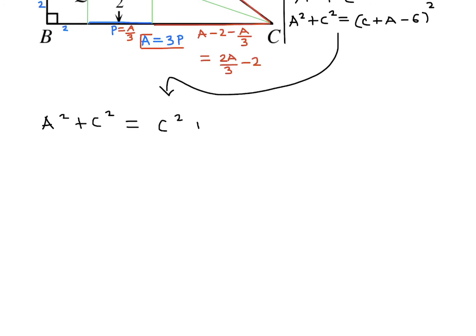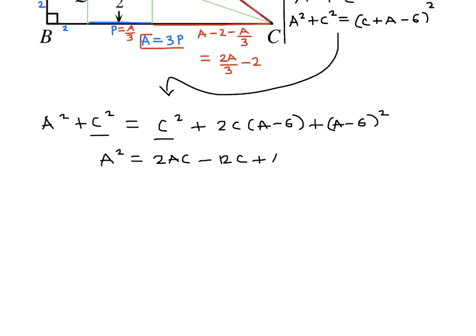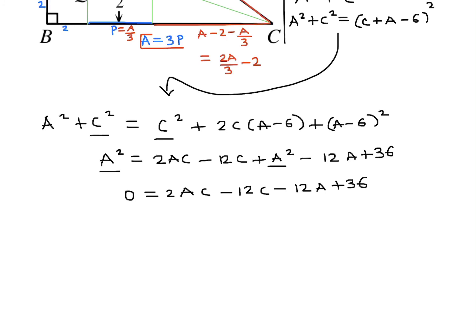So that would be c squared plus 2c(a minus 6) plus (a minus 6) squared, like that. The c squareds cancel, so we're just left with a squared is equal to 2ac minus 12c. And then this is a squared minus 12a plus 36. All right? The a squareds cancel again. Great. So now we're left with 0 is equal to 2ac minus 12c minus 12a plus 36.